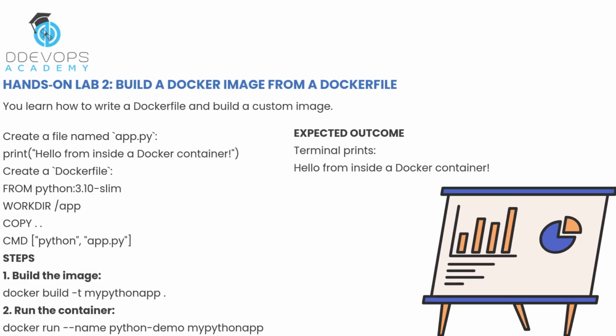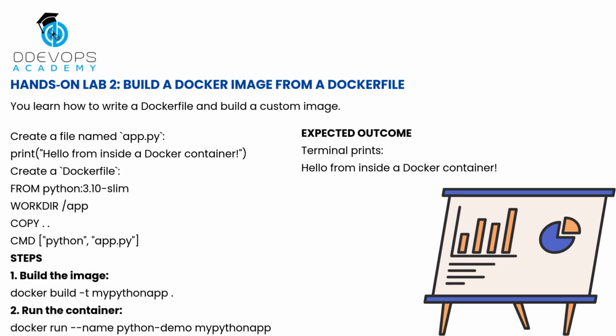In this lab, you'll build your own Docker image from a Dockerfile. Start by creating app.py with a simple print statement. Then write a Dockerfile using FROM python:3.10-slim. Set the working directory, copy your files, and define the command. Build the image with docker build -t mypythonapp. And run it using docker run --name python-demo mypythonapp. If everything's set up right, your terminal will print hello from inside a Docker container.